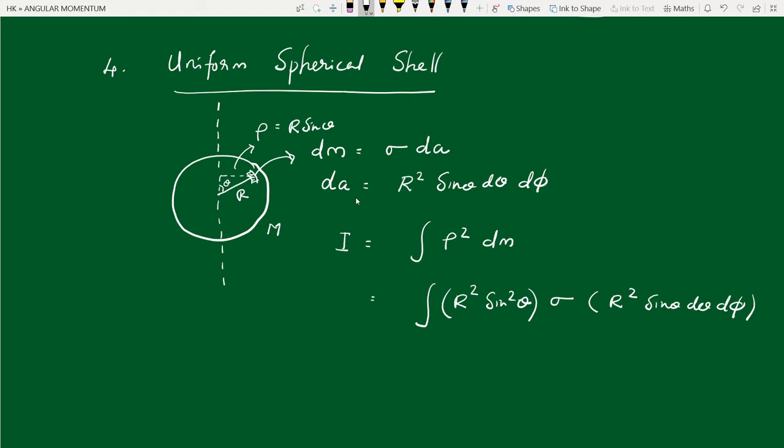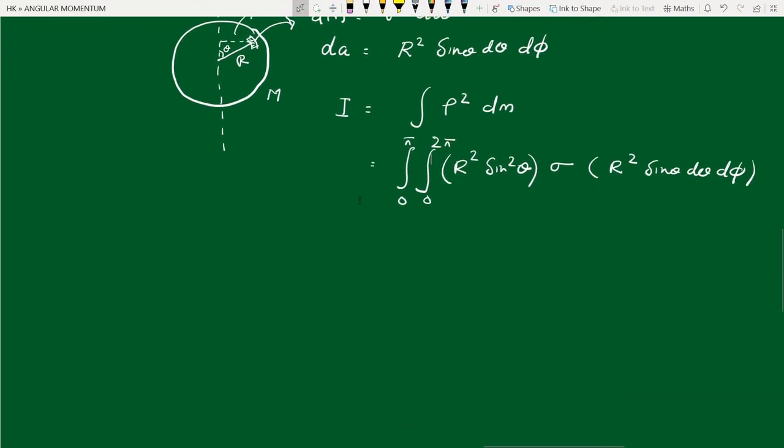So it's an integration over a surface. You have two variables here, theta and phi. Theta varies from 0 to pi and phi varies from 0 to 2 pi. Theta is the polar angle and phi is the azimuthal angle in spherical polar coordinates. What is sigma here? Sigma is mass per unit area, right? Now this is a uniform shell, so mass is uniformly distributed.